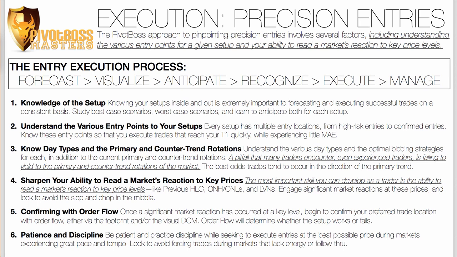Number 5 is confirming with order flow. Once a significant market reaction has occurred at a key level, begin to confirm your preferred trade location with order flow, either via the footprint and/or the visual dome. Order flow will determine whether the setup works or fails. That's always the case, right?